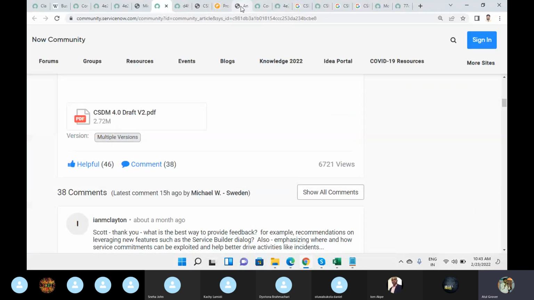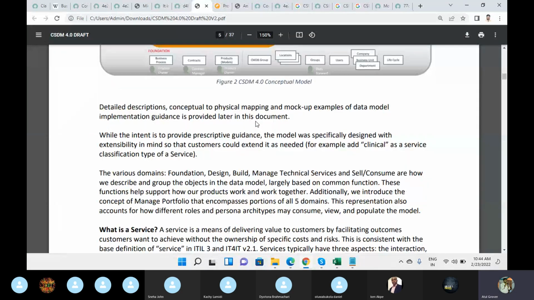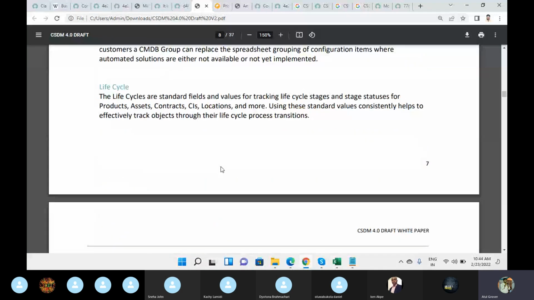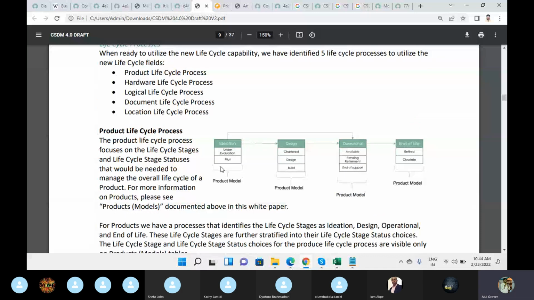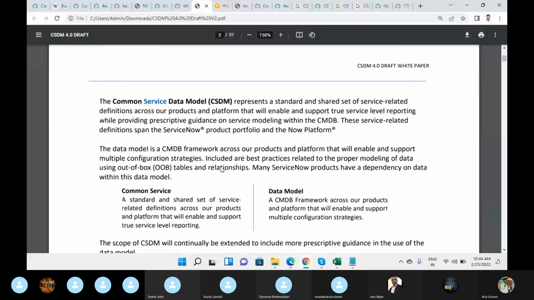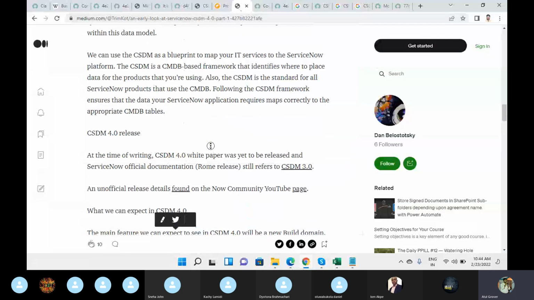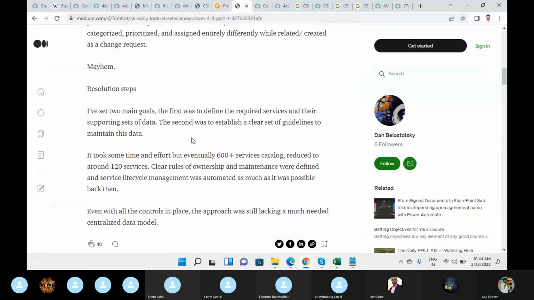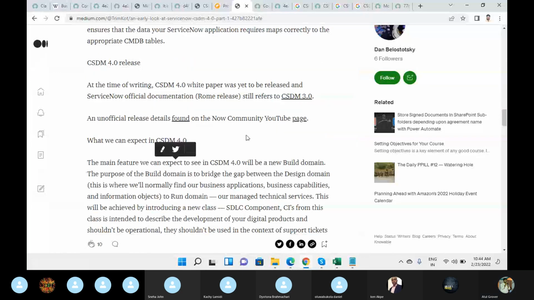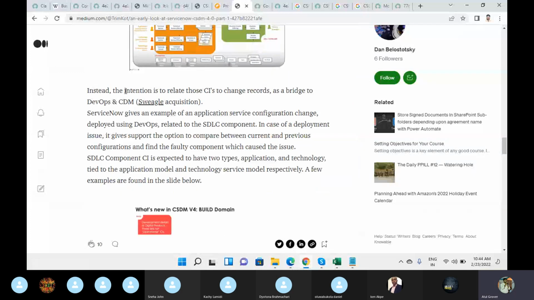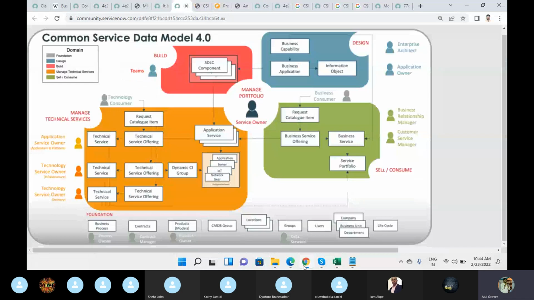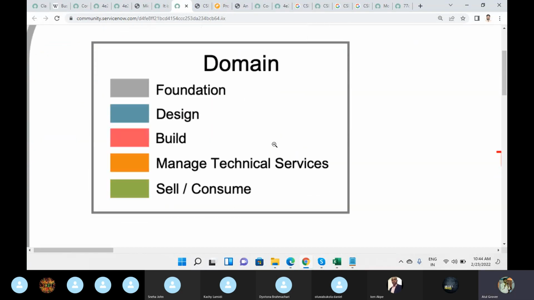Let me open this one, CSDM 4.0. This one, okay. Wait, what did they add here? I was going through that part. Give me a minute, let me check. I was reading some document. Yeah, this one. This one is the build phase. Let me open it. Sorry. See, they did not give any kind of definition of the build phase here. Very bad.